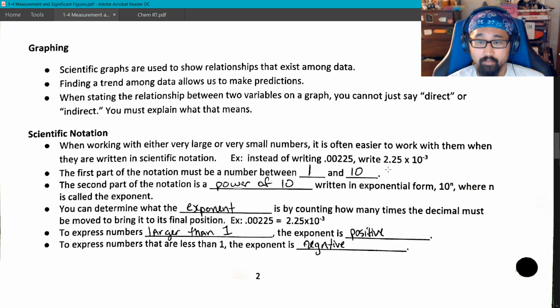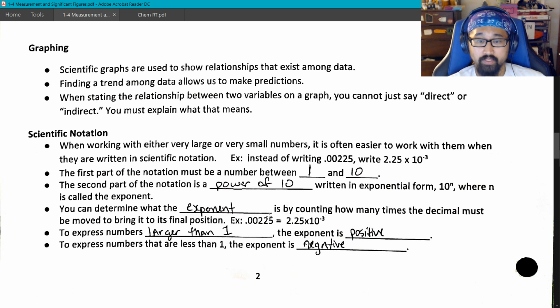So this number here, 2.25 times 10 to the negative third, is a number that's in the form of scientific notation. You'll notice there are two parts to it, right? The first part of notation, right here, is going to be some number between 1 and 10. The second part of notation is a power of 10. So this one is 10 to the negative third. We write it in exponential form, which just means 10 to the something.